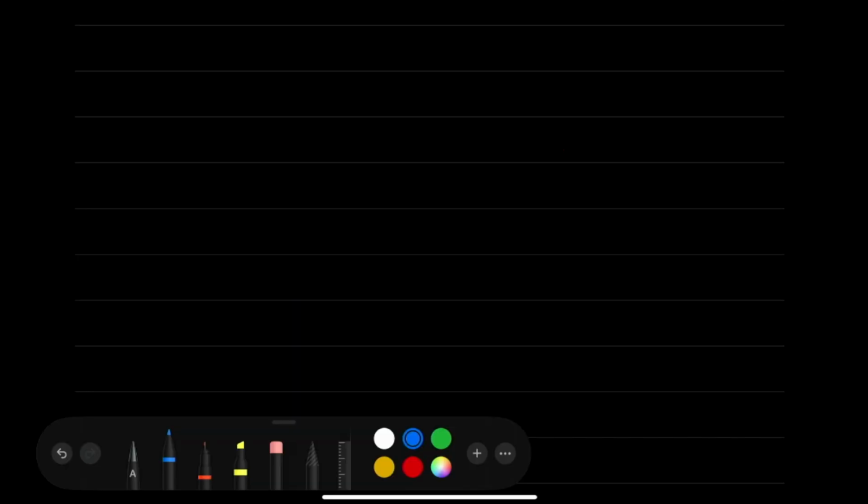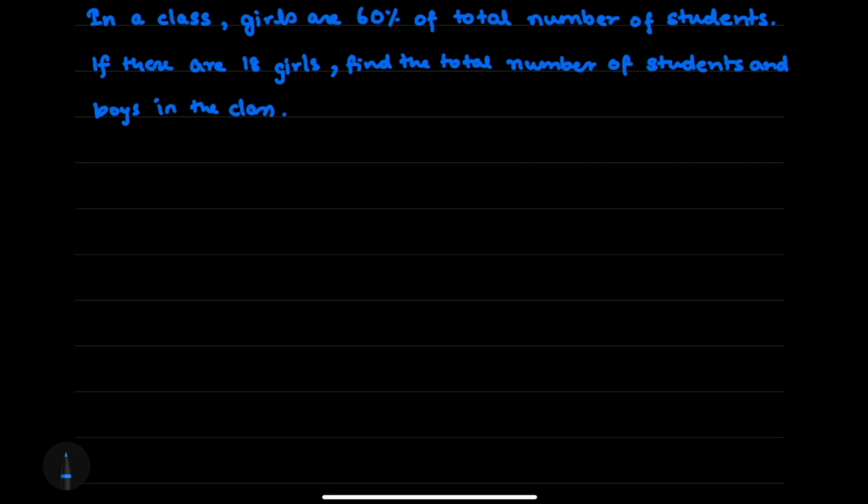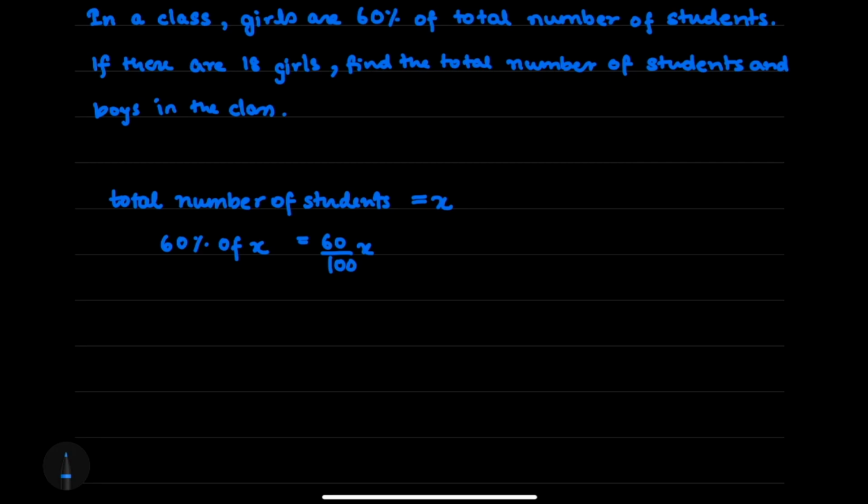Let's move on to some word problems. This is a very simple question. Let's get started with it. In a class, there are a number of girls and a number of boys, and 60% of the total number of students are girls, and that is given to be 18 girls. Now we need to find the total number of students in the class and also the number of boys in the class. So let the total number be x, and then we know 60% of students, that is 60% of x, or 60 by 100 of x, are girls.